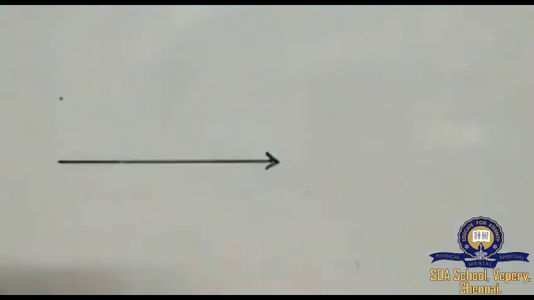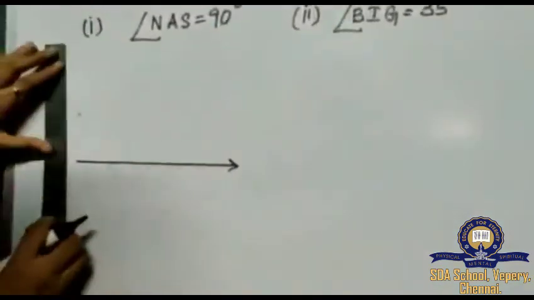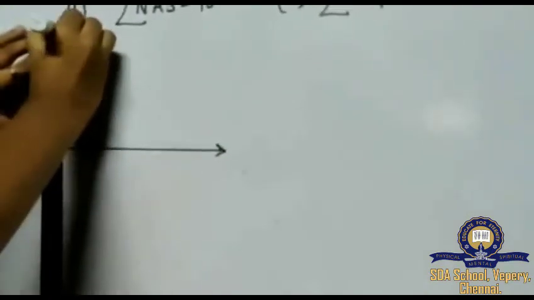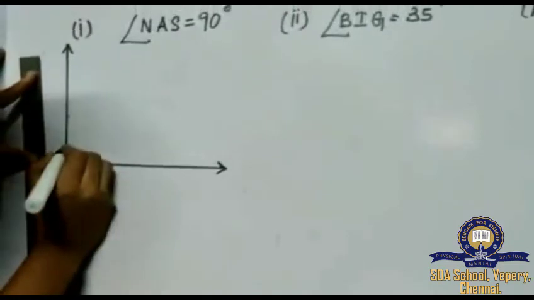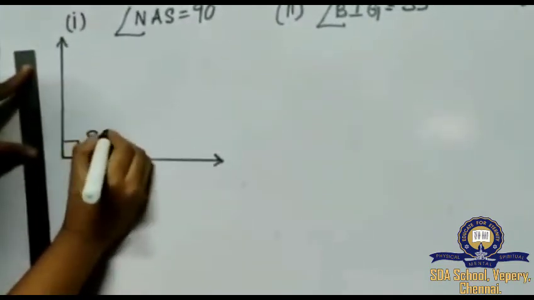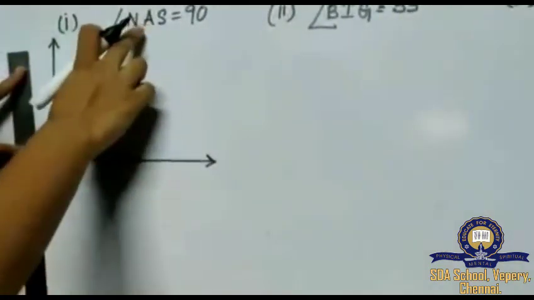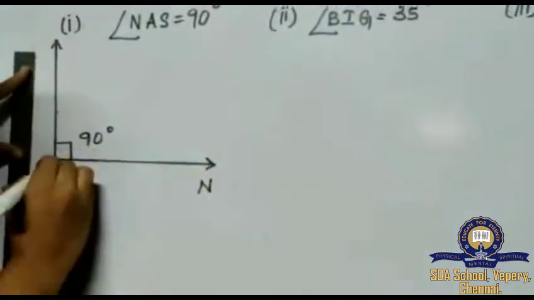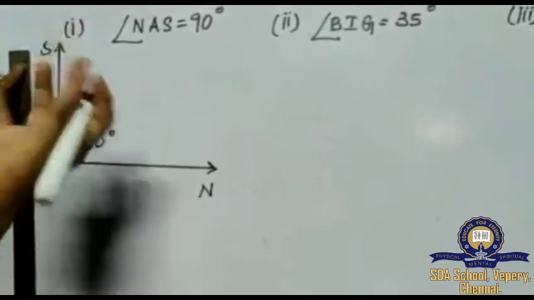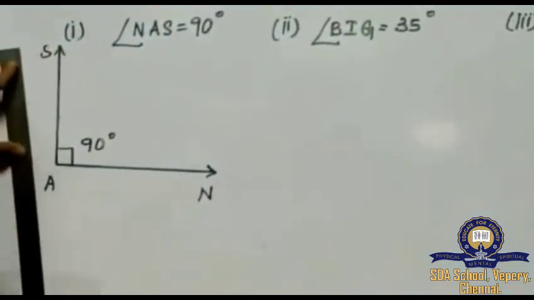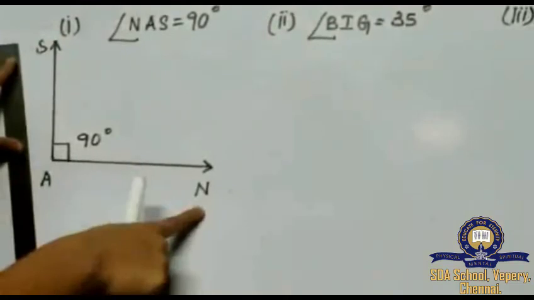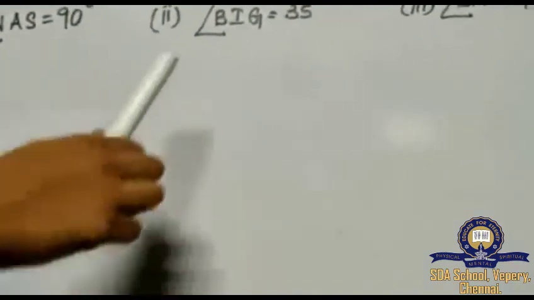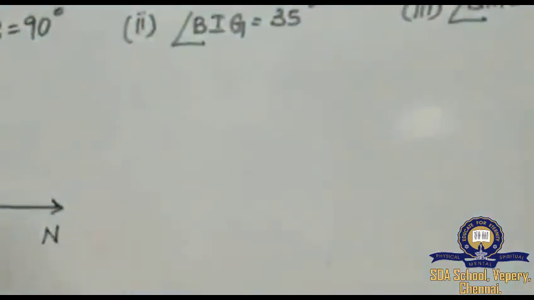So I have taken out the protractor and with the help of a scale I am going to draw the 90 degree angle. So this is 90 degrees, and can you all see they have mentioned A in the middle? So you will be writing NAS. Now I'll move to the second one, BIG is equal to 35 degrees.